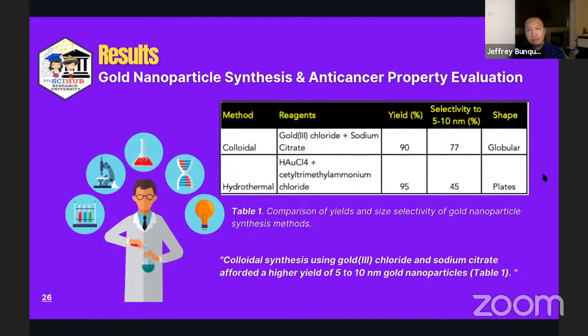And then dun po sa inyong narrative part na results, you actually should write 1, 2, or 3 different sentences giving an overview of what the results are about. So again, depende sa format ng inyong results. So minsan it's an overview. Sometimes you can actually go line by line. Okay, so colloidal synthesis using gold chloride and sodium citrate afforded a higher yield of 5 to 10 nanometer gold nanoparticles. And then after that, you can follow it up. What makes the other method different?